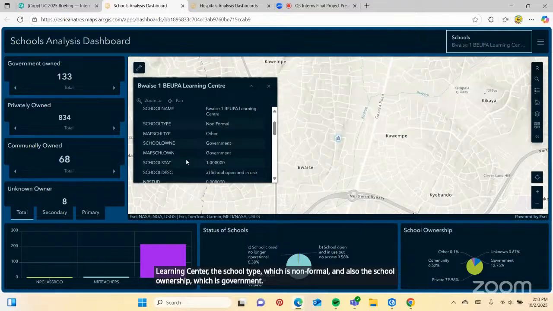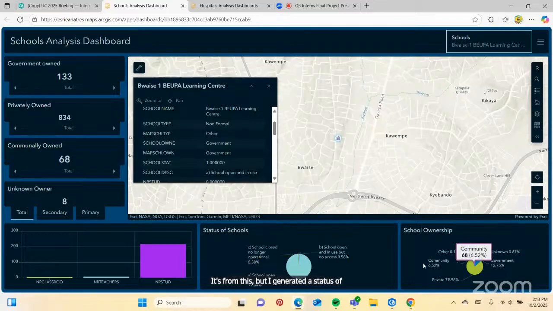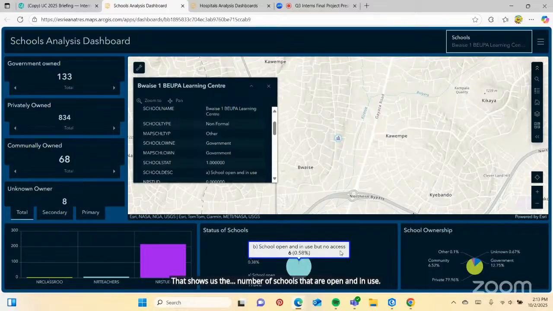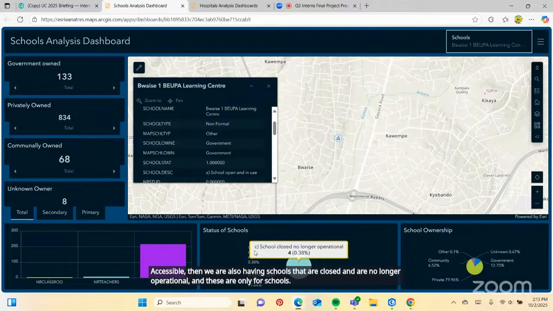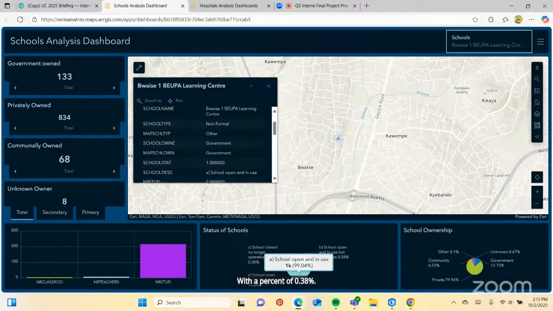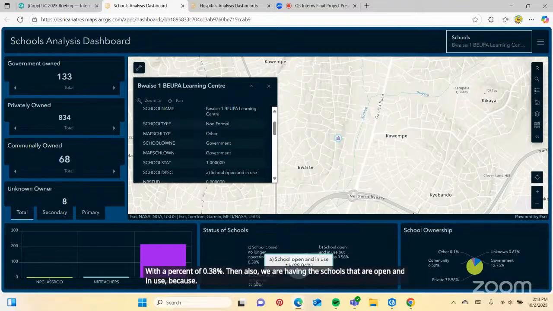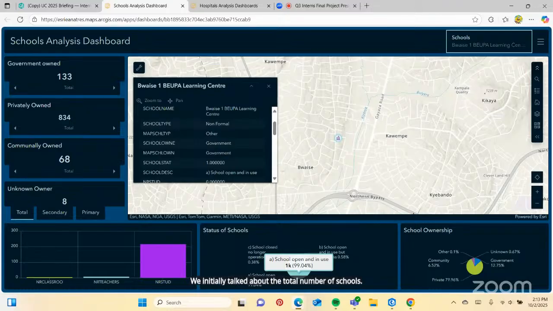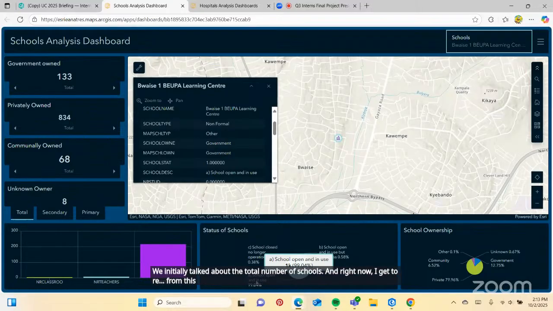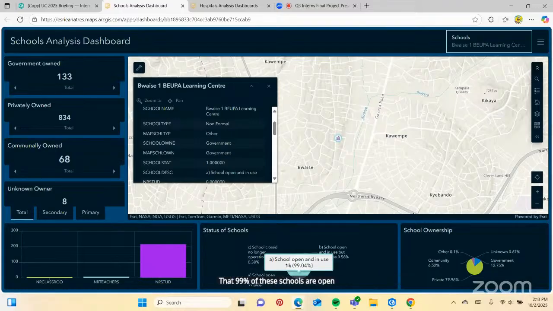Then from the analysis, one would want to know, are all these schools that we are mentioning active? It's from this that I generated a status of schools pie chart that shows us the number of schools that are open and in use, but not accessible. Then we also have schools that are closed and no longer operational, and these are only 4 schools, at 0.38%. Then we have the schools that are open and in use, because we initially talked about the total number of schools, and from this analysis, we identify that 99% of these schools are open and in use.